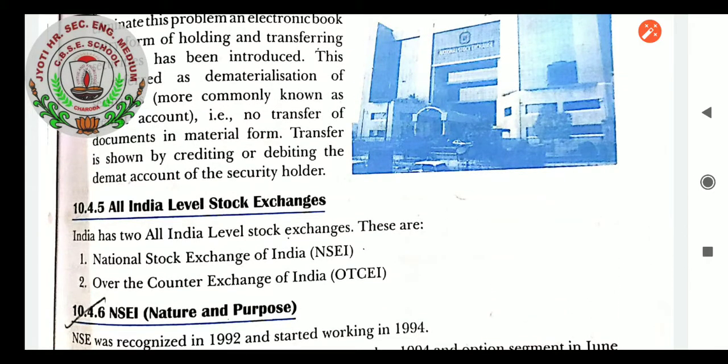All India level stock exchanges is our next topic. We have already been introduced to it when we were learning types of stock exchange. India has two all India level stock exchanges. One is the National Stock Exchange of India and the second is the Over the Counter Exchange of India.